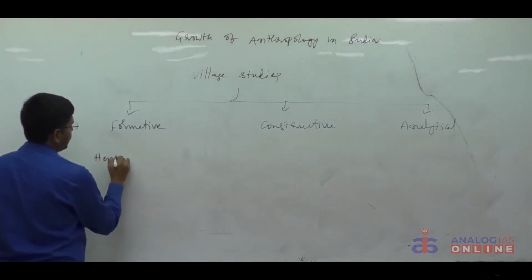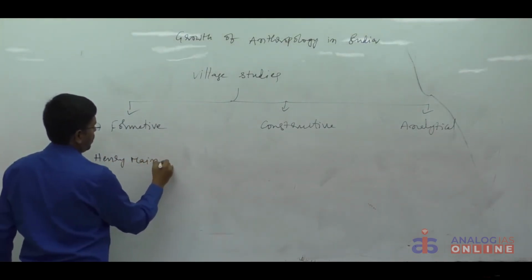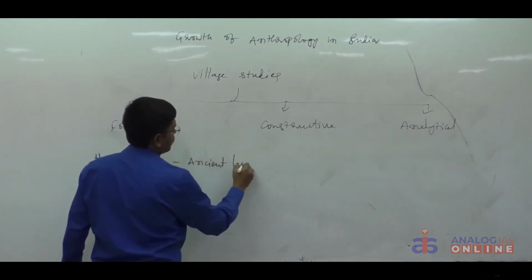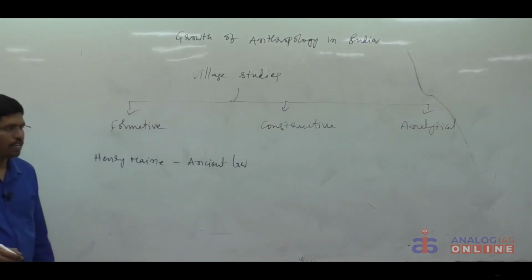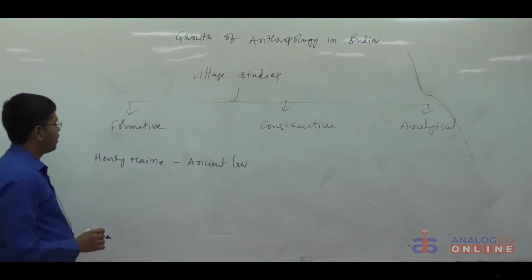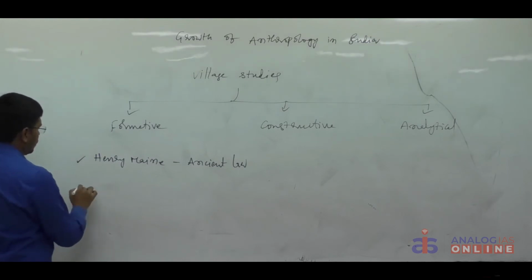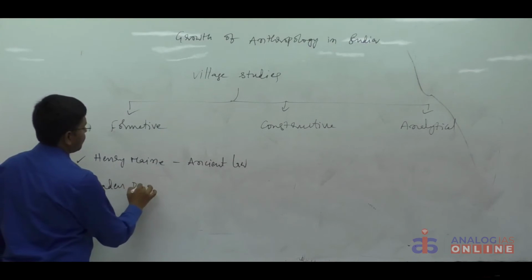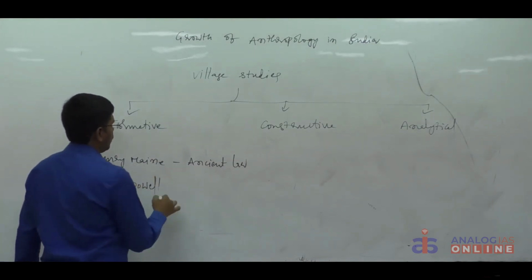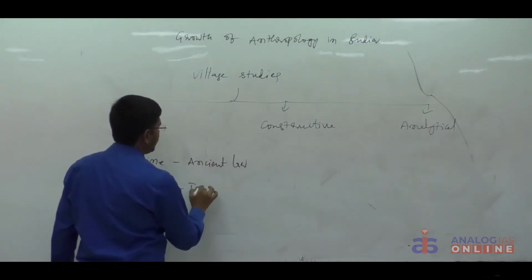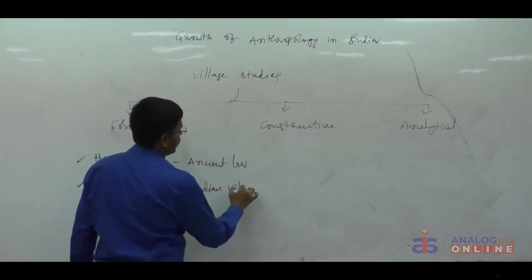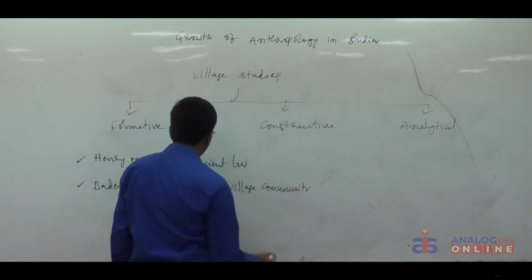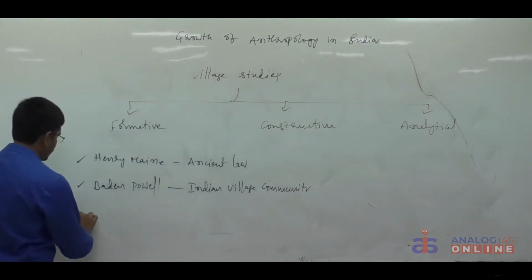One is Henry Maine. He published a book named Ancient Law, with regard to inheritance of land and revenue settlements. Then Baden-Powell wrote a book named Indian Village Community. In this book also, different land tenure systems were discussed.